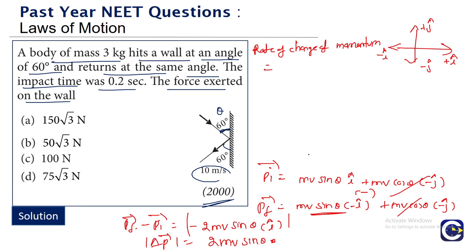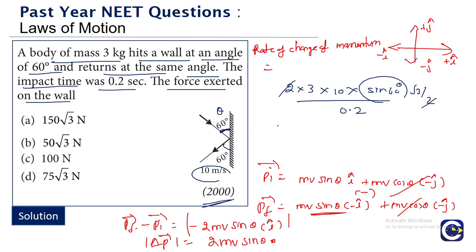Okay. So 2 into mass of the body, which is 3 kg, into v, which is 10 meter per second, into sine theta. So sine 60 divided by time, which is 0.2. So sine 60 will be root 3 by 2. We can see here 2 will be cancelled. So what we'll have? This is 30 by 0.2 into root 3. So 0.2 can be written as what?